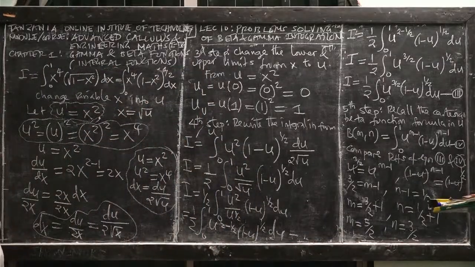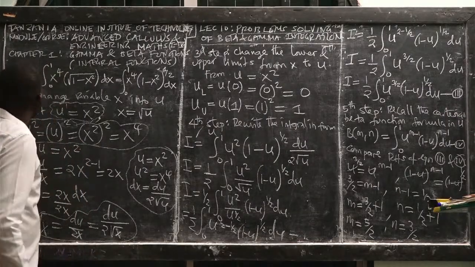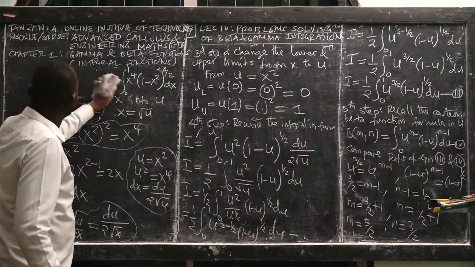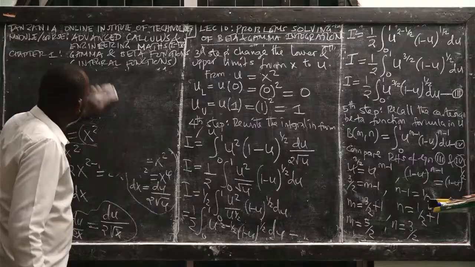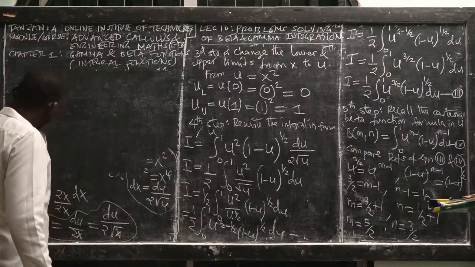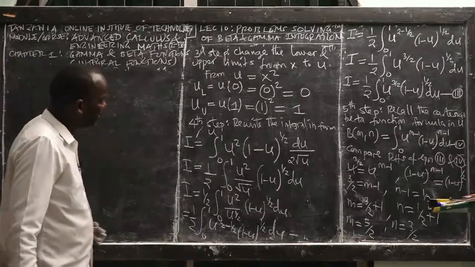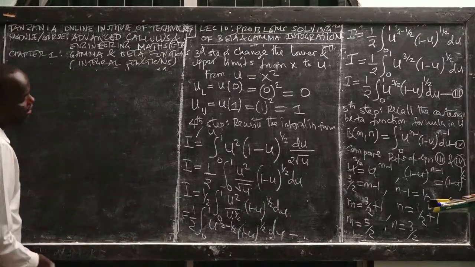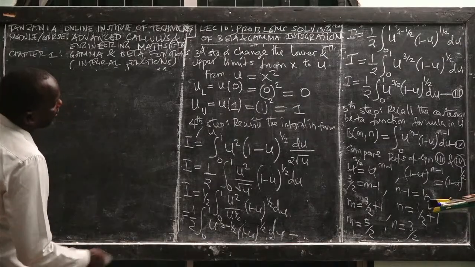Are we together? Do you understand the concept? Do you understand advanced engineering mathematics? Okay. So m is 5 over 2, n is equal to 3 over 2.